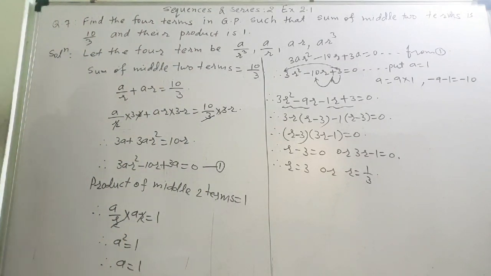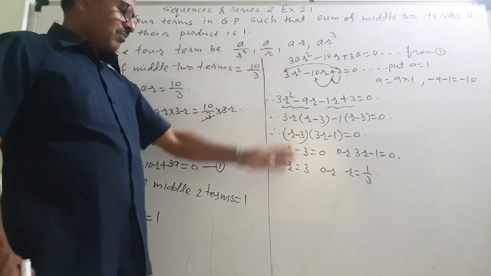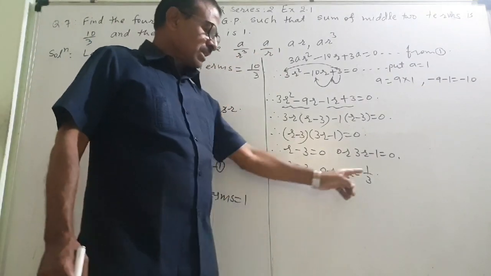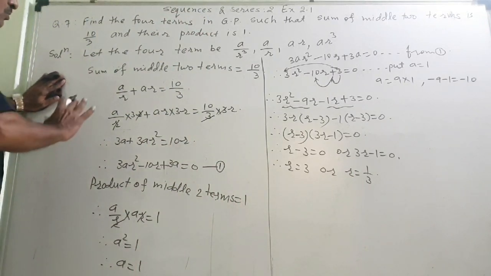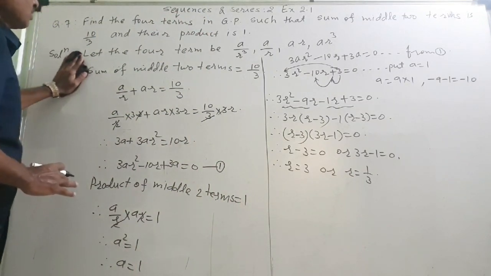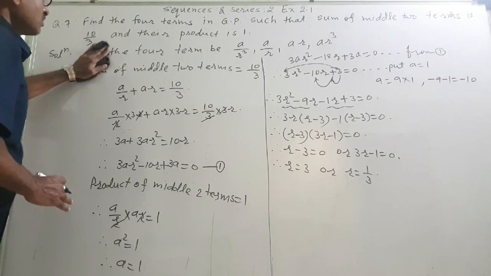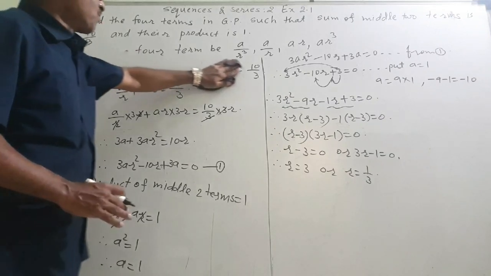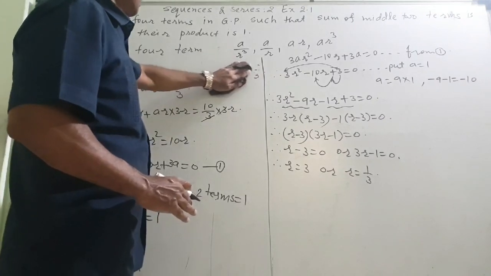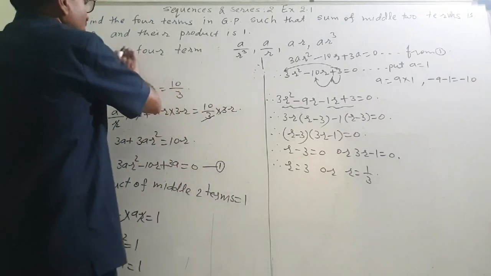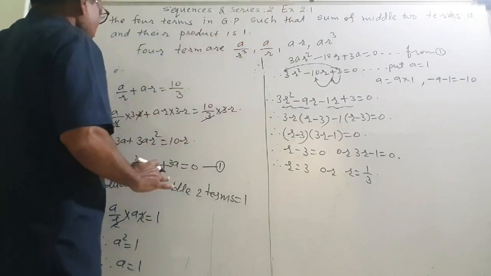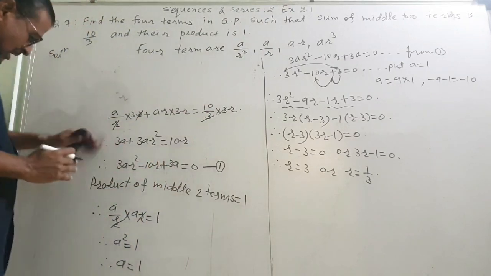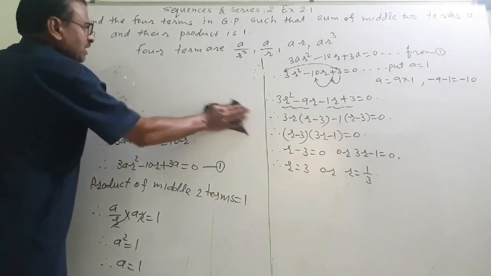Now, find the four terms. These are those four terms. I will use this value once and this value once. I will start from here. Four terms are, this is my first statement. And I will put these values.